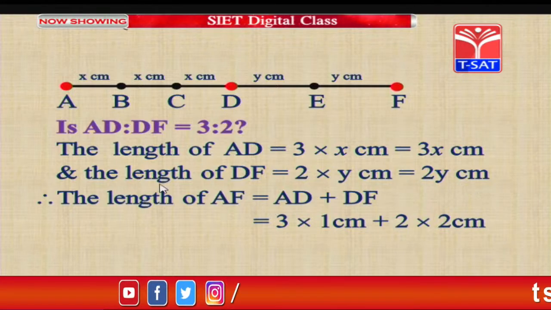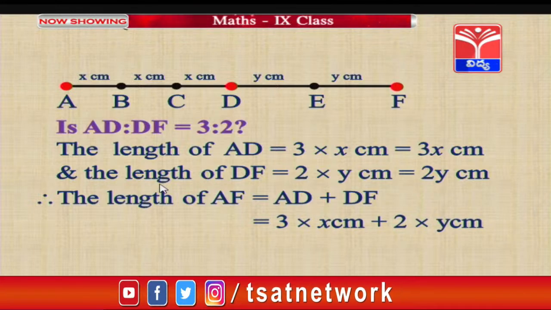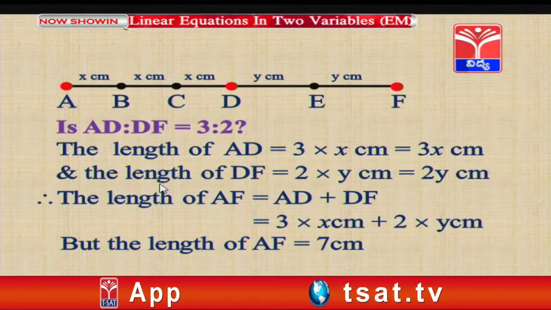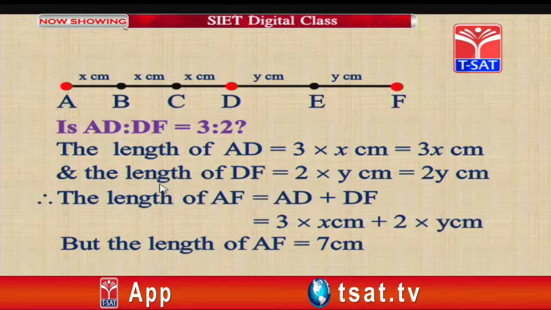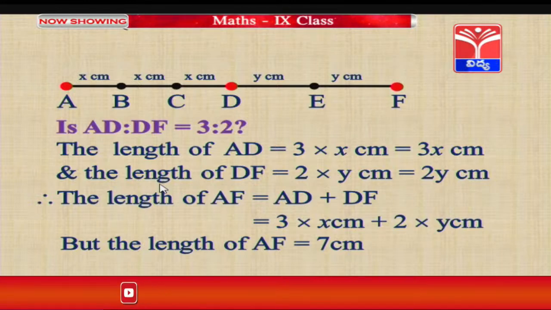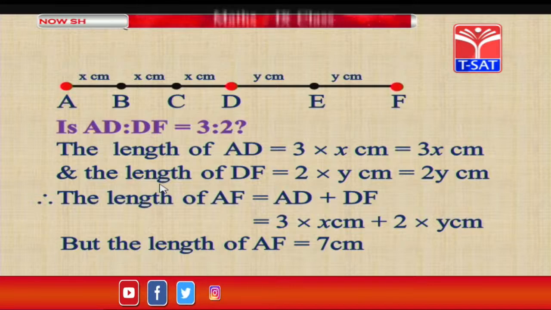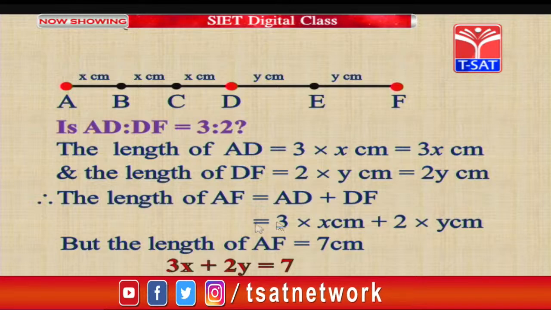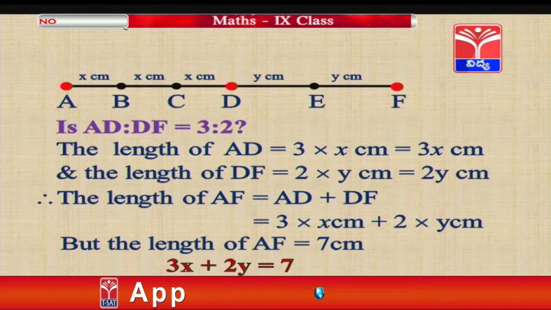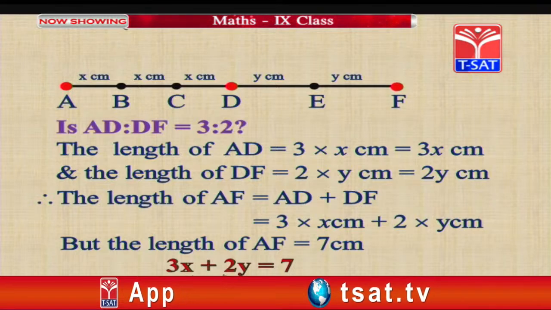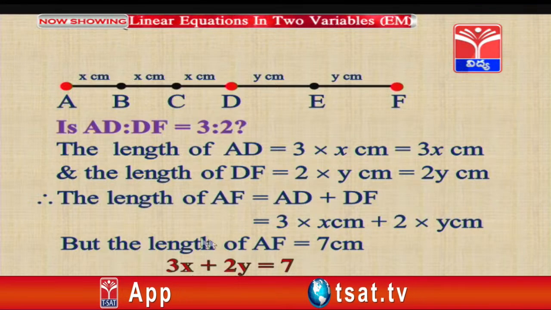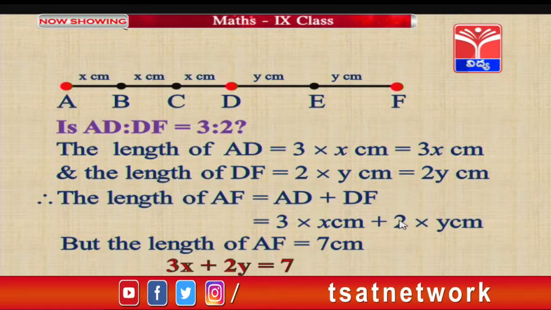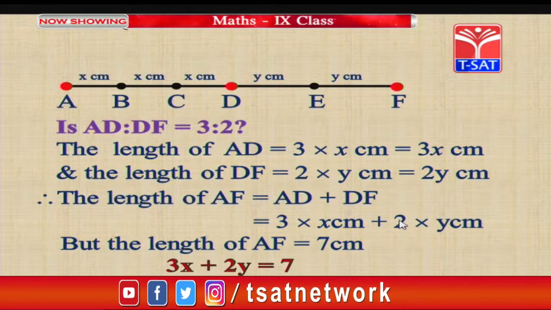Now, the length of AF, what does it become? Please see, 3 into x plus 2 into y. But we have observed in the previous case, the length of AF is equal to 7 centimeters. So, if I want to make it equal to that, what happens? I will be writing it as, please see, 3x plus 2y is equal to how much? 7 centimeters. That means, we are writing it as 3 into x plus 2 into y is equal to 7 centimeters. This is looking like an equation now. Are you able to see here? So, 3x plus 2y is equal to 7, it is an equation.